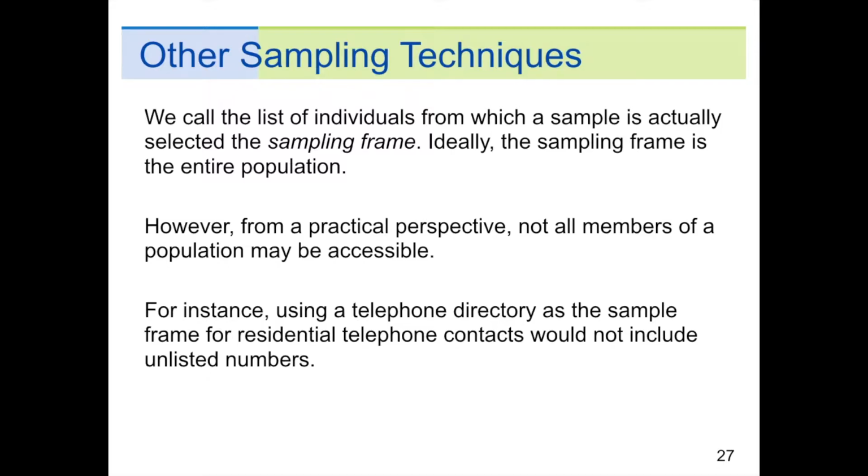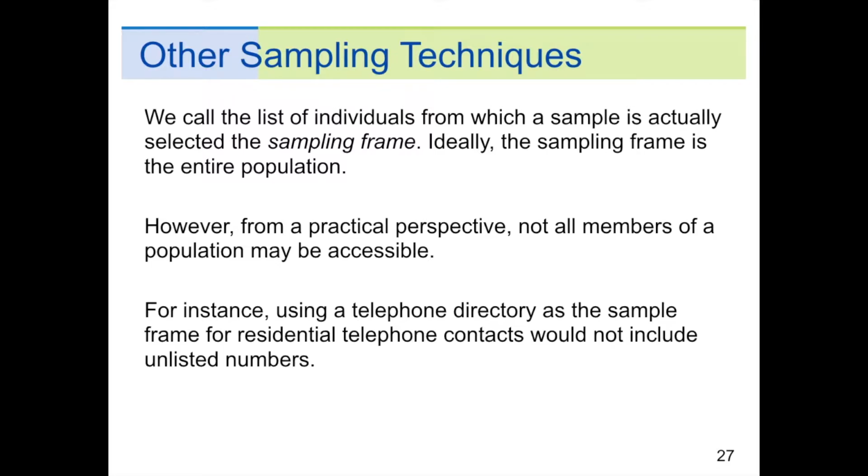We call the list of individuals from which a sample is actually selected the sampling frame. Ideally, the sampling frame is the entire population. However, from a practical perspective, not all members of a population may be accessible. For instance, using the telephone directory as the sample frame for residential telephone contacts would not include unlisted numbers.